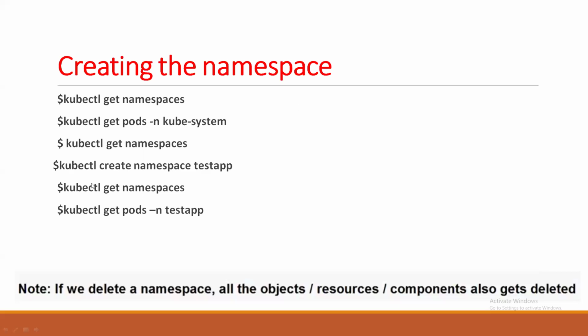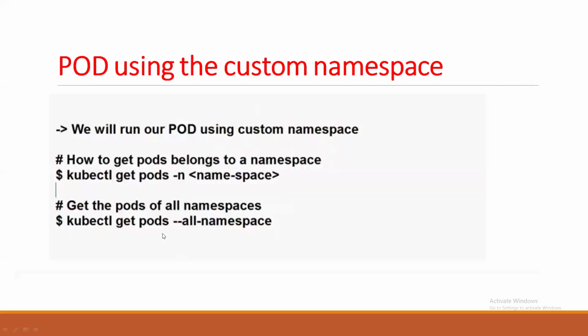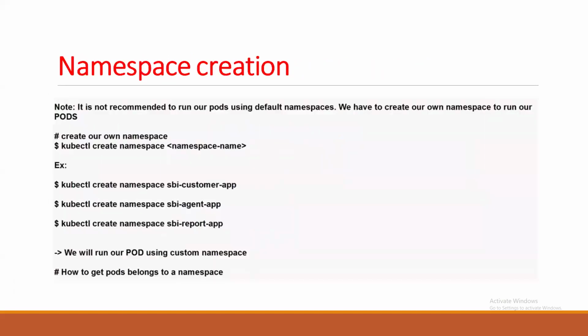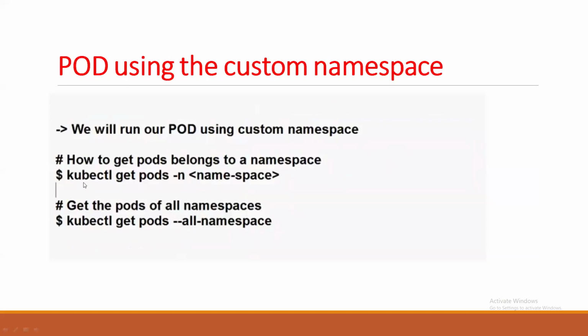So we created the namespaces. How can you create the namespaces? This is how to create a namespace. We will run our pod using the custom namespace. How to get pods belonging to a namespace? kubectl get pods -n namespace. Get the pods of all namespaces: kubectl get pods --all-namespaces. No, I don't want all, I want a particular one, so we need to use -n.